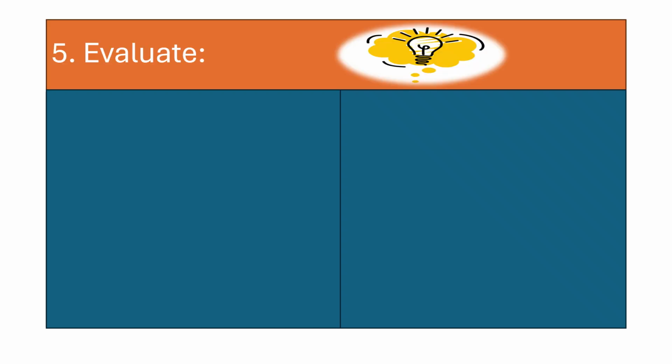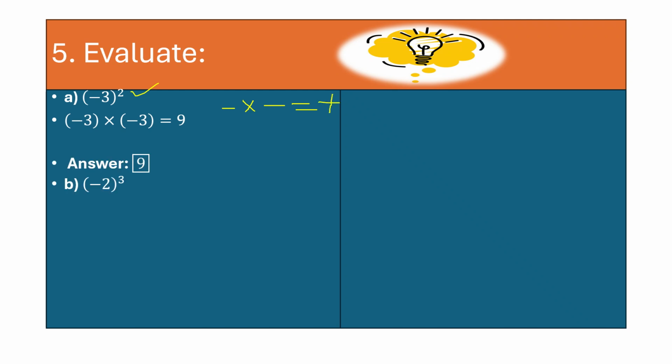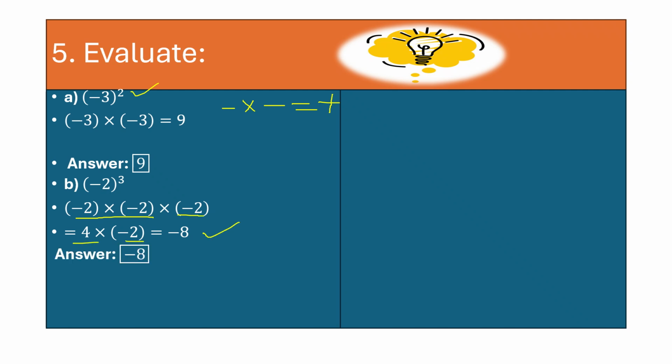Let's evaluate and understand. (-3) square. Now here -3 is how many times? 2 times. So -3 into -3. And as I told you, please remember, the product of minus into minus is always plus. So the answer is 9. (-2) to the power 3. So how many times do you have to put -2 here? It's 3 times. So you can take the brackets here. -2 into -2 will give you 4. Into -2, that will give you -8. So what's our answer? -8.